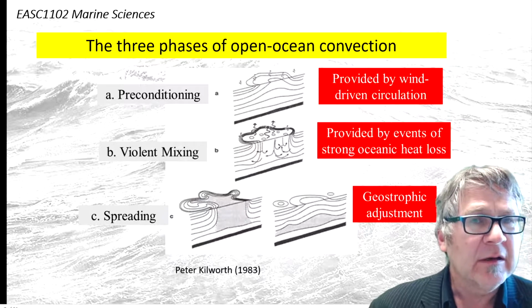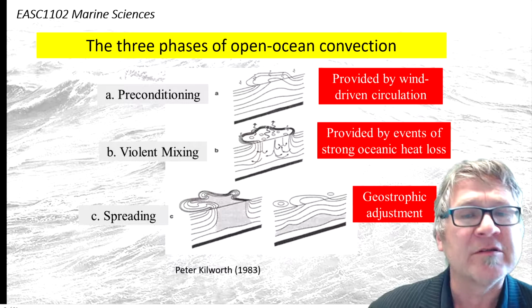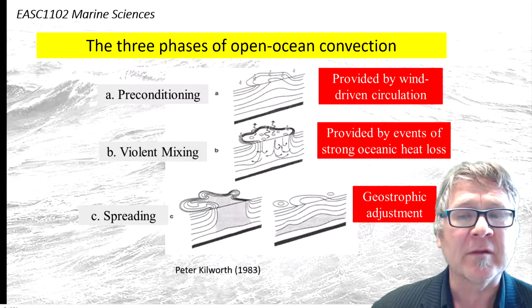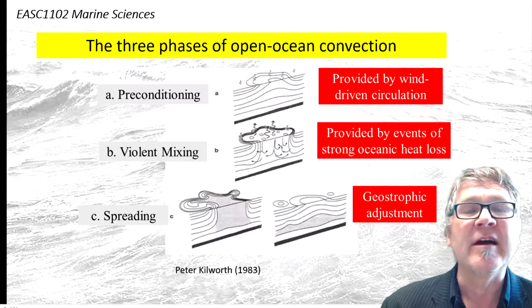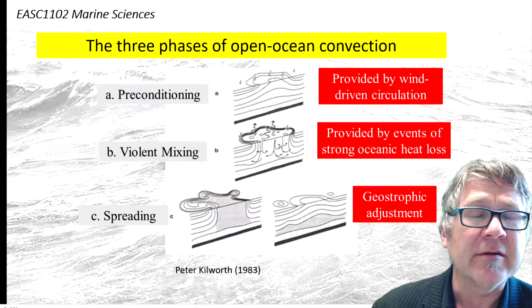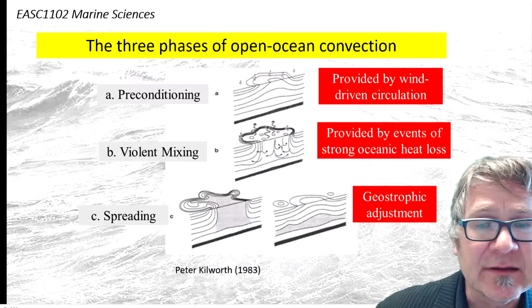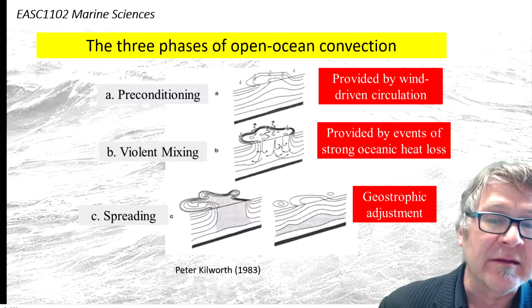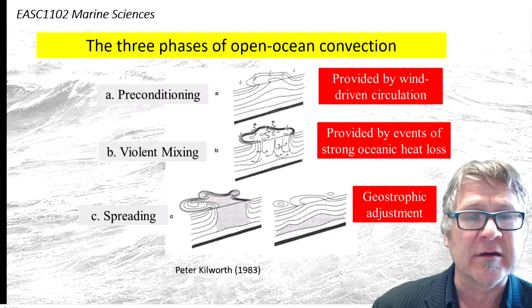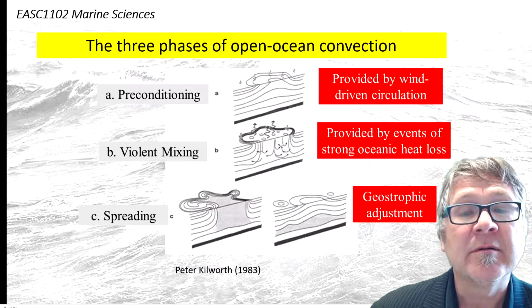So the static stability of the water column is already relatively low. Okay, and this preconditioning is provided by the wind forcing actually in that area. Okay, that already creates some upwelling, you can see here the upward bending of the isopycnals. Okay? It's the preconditioning mechanism.